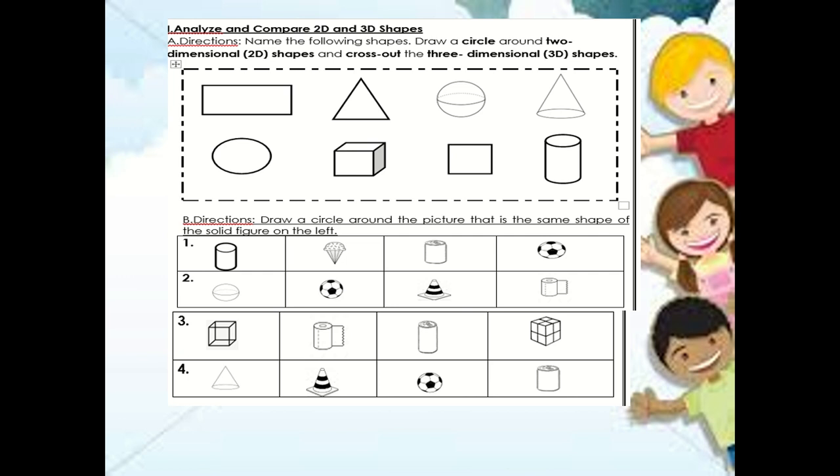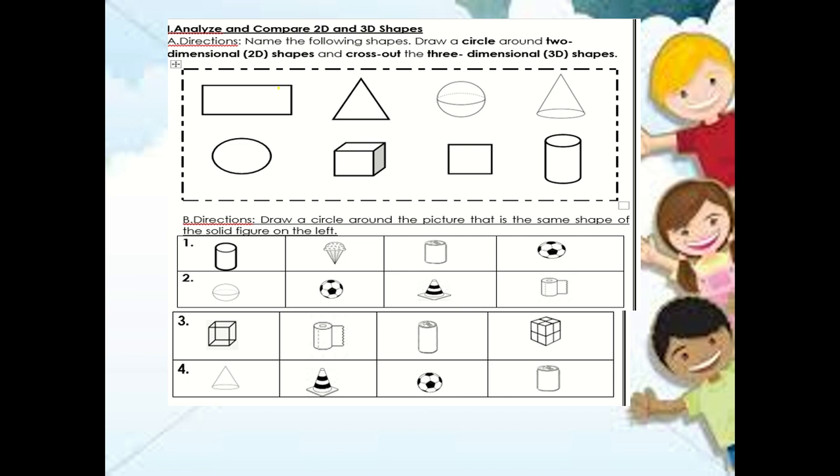First part, analyze and compare 2D and 3D shapes. For letter A, you will name the following shapes first. You will tell the name. After that, draw a circle around 2-dimensional shapes or 2D shapes and then cross out the 3-dimensional shapes. I will give you an example.